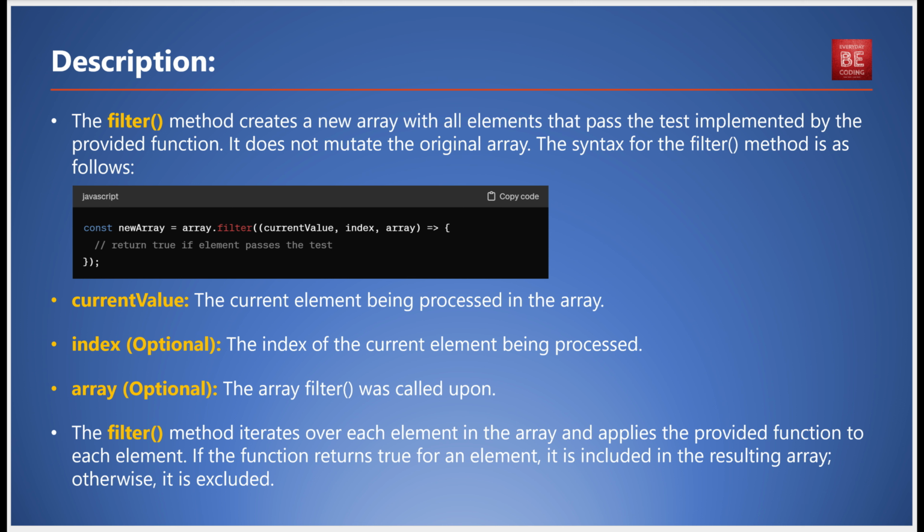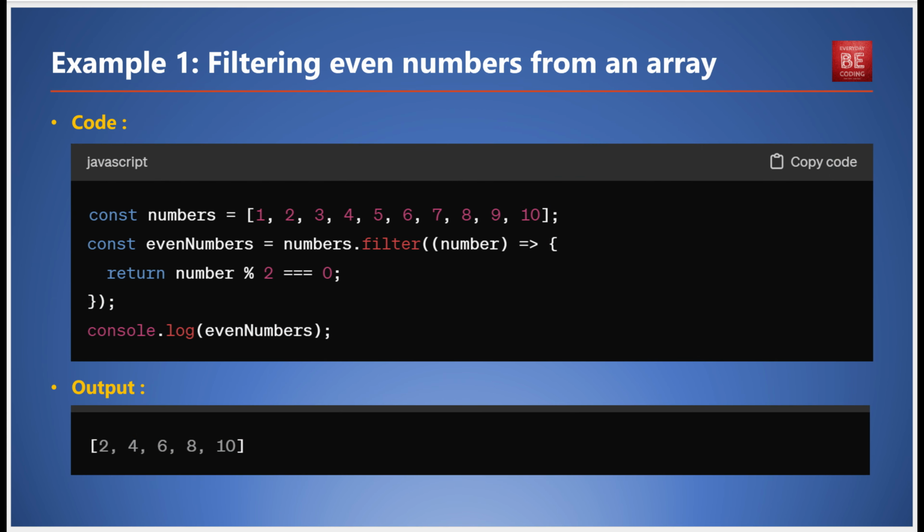The function you pass into the filter method gets 3 parameters: the current element being processed, the index of the current element, and the array filter was called upon. Let's consider an example.